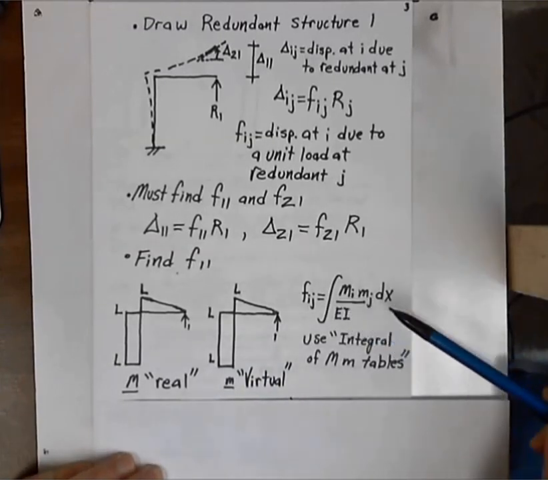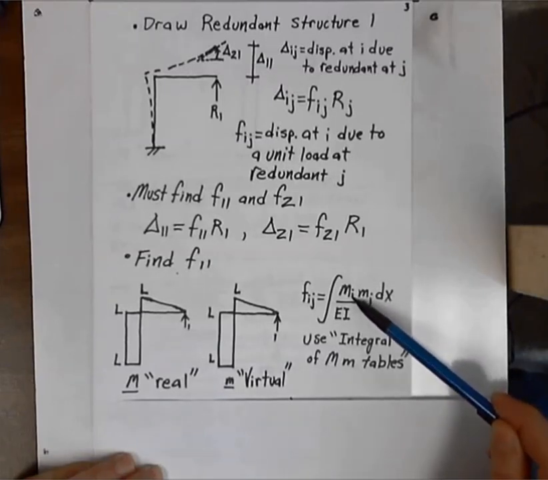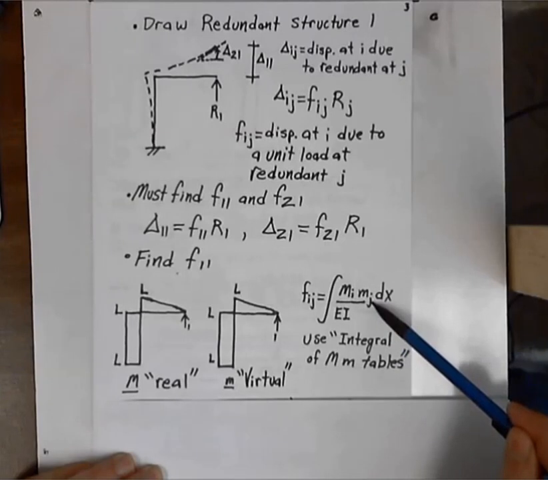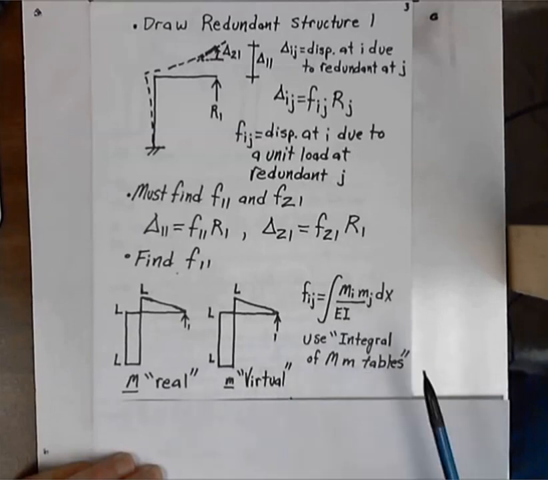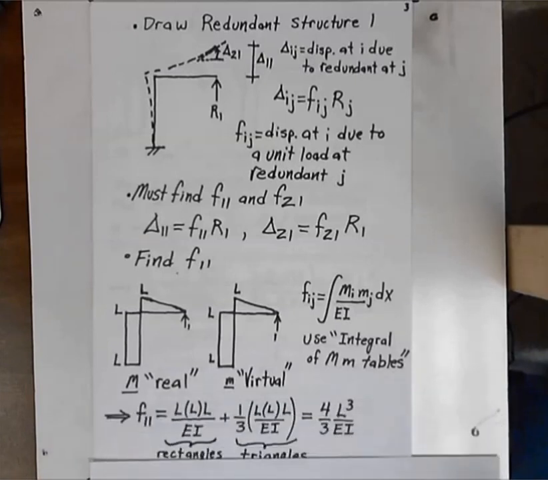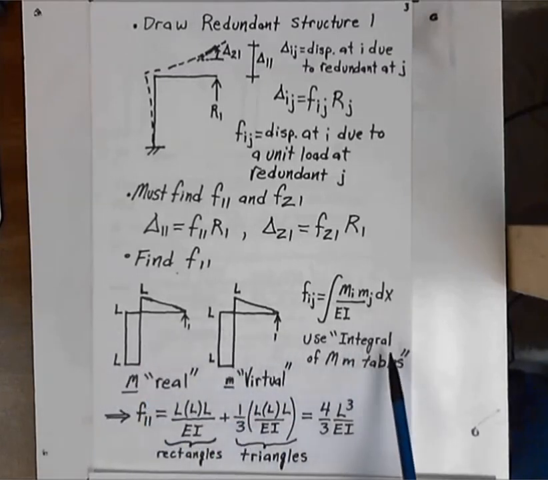Now, Fij is equal to the integral of m sub i, the moment caused by a unit load at i, times m sub j, the moment caused by a unit load at j, over EI times dx. That is what we need to find to get the flexibility coefficient F11. And in order to do that, we're going to use the integral tables of MM that are provided on the inside front cover of your textbook.